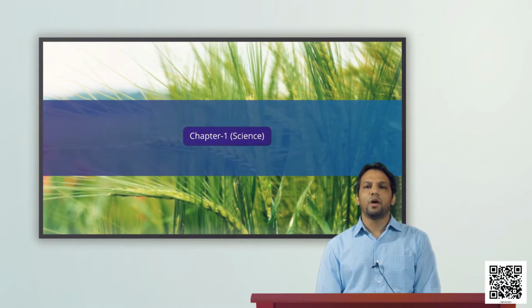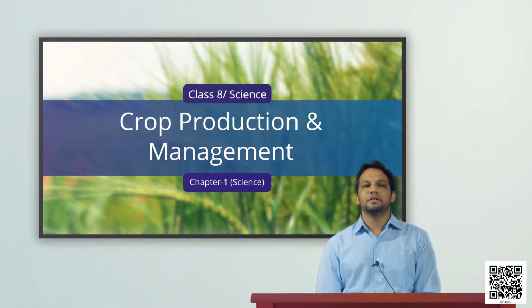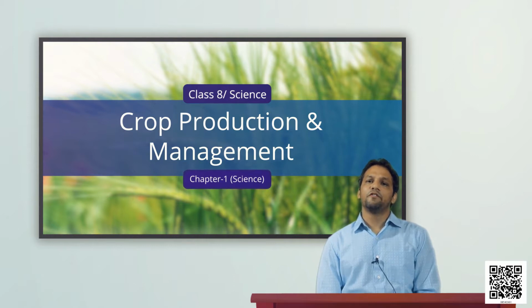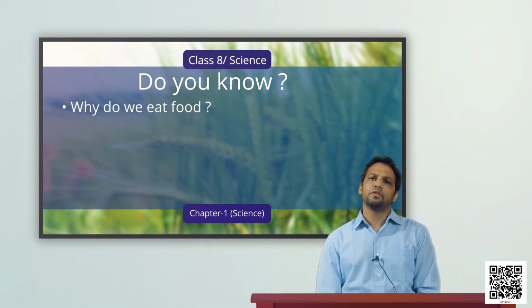In today's session, we are going to take Chapter 1 of Class 8 Science, Crop Production and Management. Before taking this chapter, let me ask you a few questions. Question number 1, why do we eat food? So the answer is very simple. We eat food because we cannot live without food.